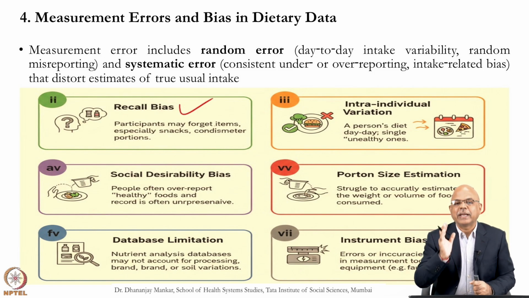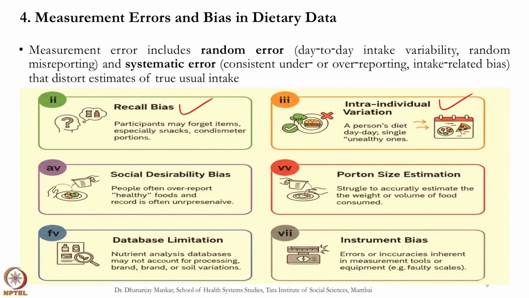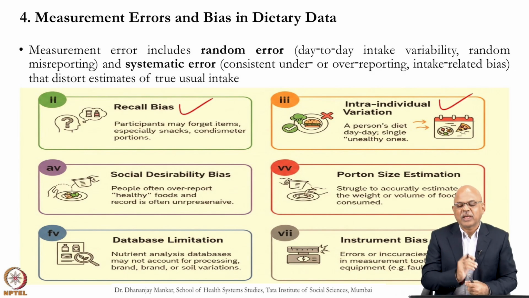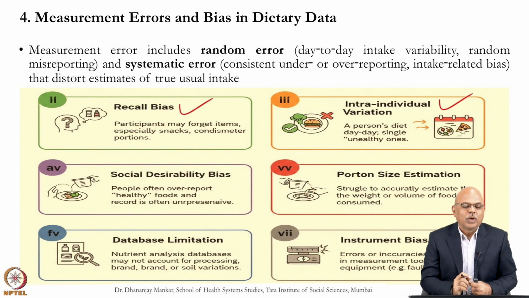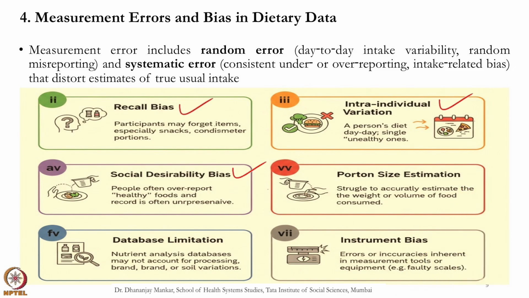On the other side, intra-individual variation is a person's diet day to day versus a single unhealthy one, which gives a reason for a person to come across intra-individual variation, which is very important. Social desirability bias, where people often over-report healthy foods and unhealthy foods are often under-reported, makes it sometimes very difficult to understand from the point of social preferences.